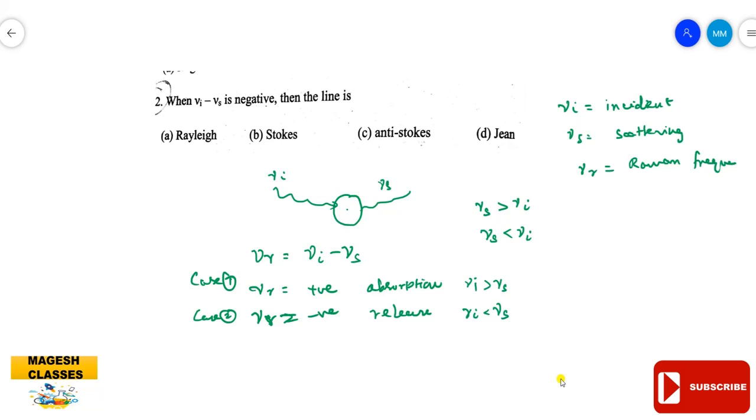Here in the given question, mu I minus mu S is negative, that is mu S is greater than mu I. So the Raman frequency is negative. It is said to be anti-Stokes lines. Our answer is C.